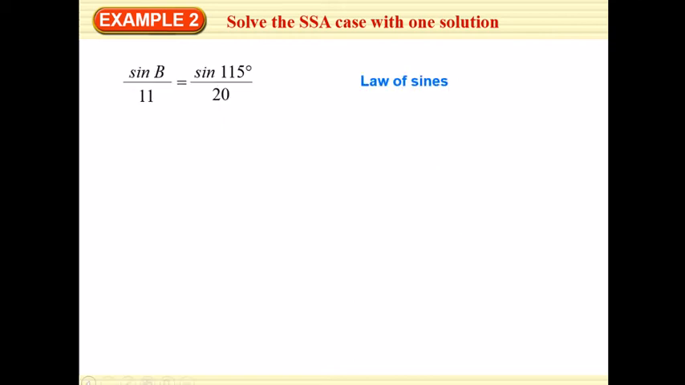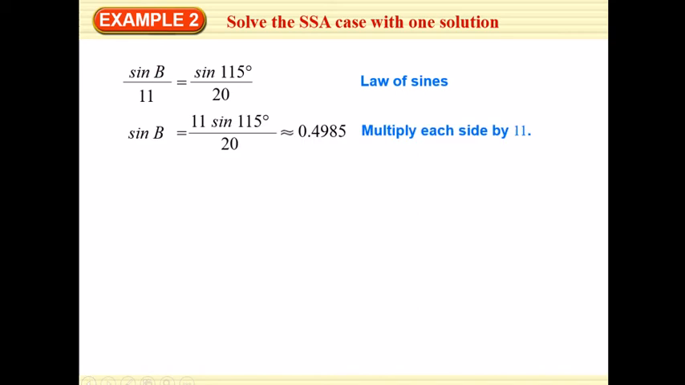Moving forward, you can set up the law of sines here. The sine of angle B, which you do not know, keeping in mind that the unknown is in the numerator, sine of angle B over 11 equals the sine of 115 over 20. Then you isolate the sine of B and type it into your calculator, and you get approximately 0.4985.